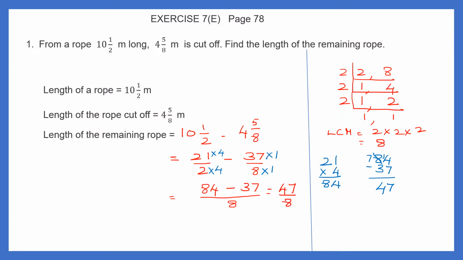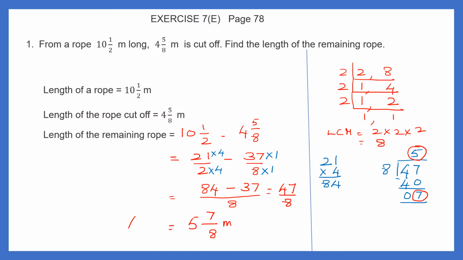Now this is an improper fraction. We need to convert it to a mixed number. Now how do we do it? We do it by dividing. So let's divide 47 by 8. We need to get a number close to 47. So 8 fives are 40. Subtract, 7, 0. So from this, let's make our mixed number. Remember, the quotient becomes a whole number, the remainder becomes the numerator, and the denominator is the same as the previous question. So this is our answer. So what is the length of the remaining rope? The length of the remaining rope is 5 7 by 8 meters. So this is our answer. 5 7 by 8 meters.